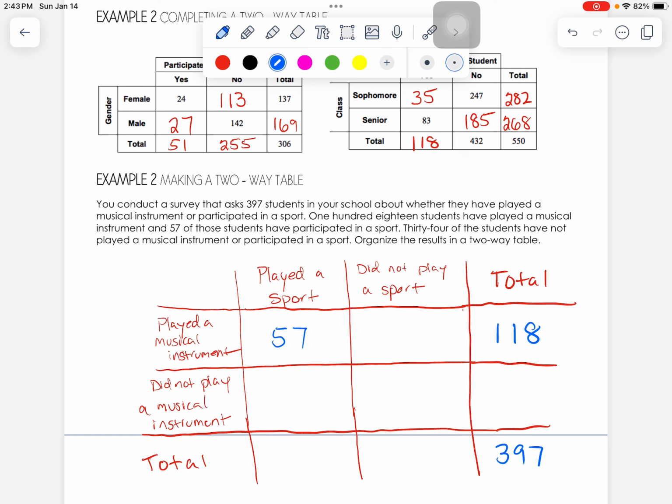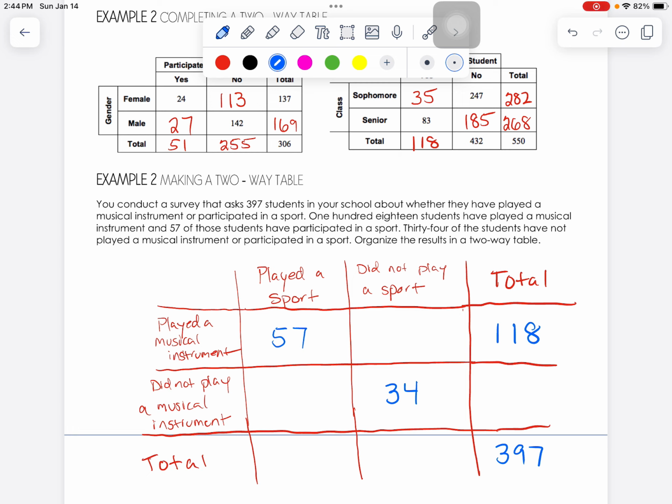34 of the students have not played a musical instrument or participated in a sport. Organize the results in a two-way table. All right, so that's the information I have. So now I need to do some adding and subtracting to find out my other pieces.